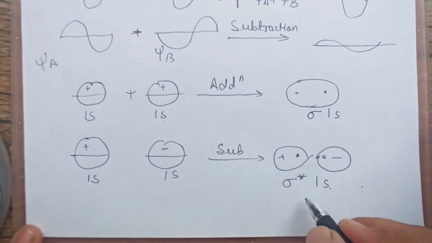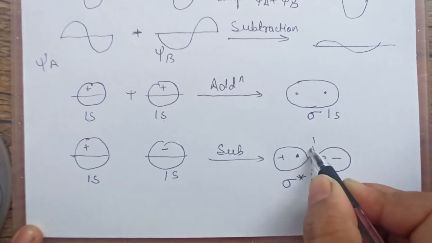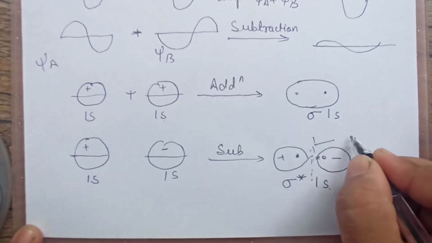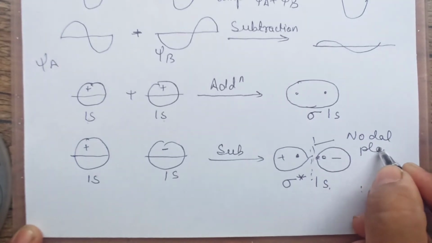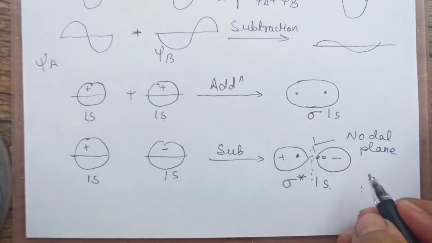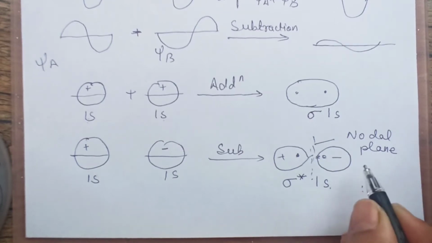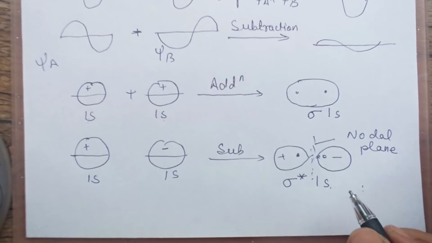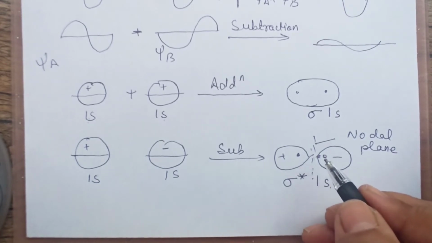Now this sigma star 1s, this is the region where there is no electron present. So this is called a nodal plane. What is a nodal plane, children? A nodal plane is that region where there is no electron found. So sigma star has one nodal plane and the bonding molecular orbital does not have any nodal plane.